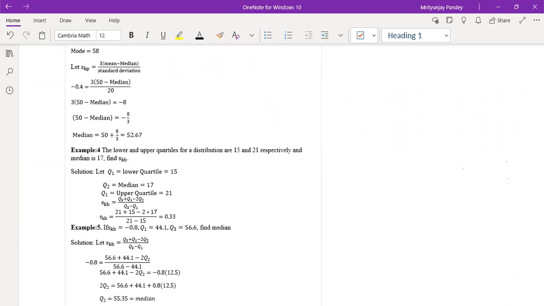तो यू हैव टू यूज skb, to calculate the skewness: (q3 + q1 − 2 times q2) divided by (q3 − q1), and just substitute the value of all quartiles, because here 15, 21 and 17, these are the values of quartiles q1, q3 and q2. Just substitute the values in this formula, then you will get the value of skb.